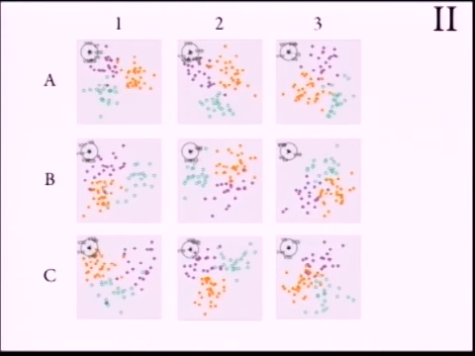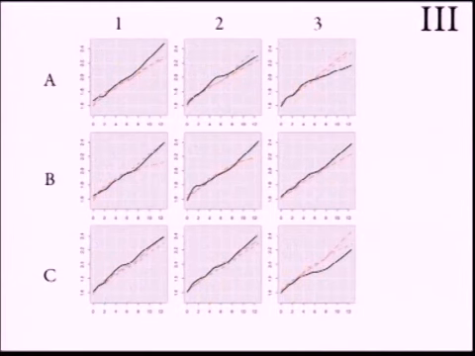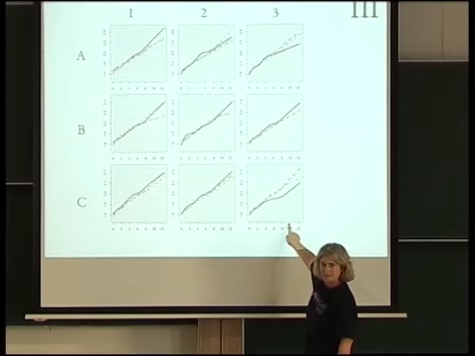What were some of the answers? A1? Anybody put A1? A2? A3? B1? B2? B3? C1? C2? C3? Okay. All over the map, and it should be. What about this one? This is the correct answer.